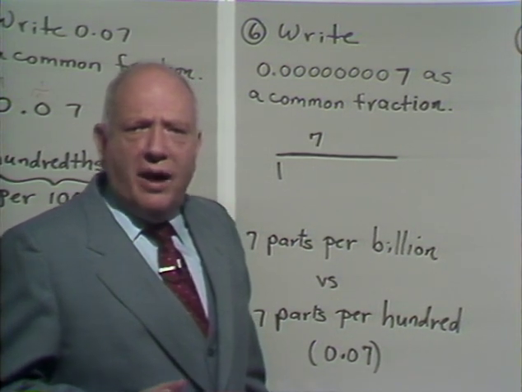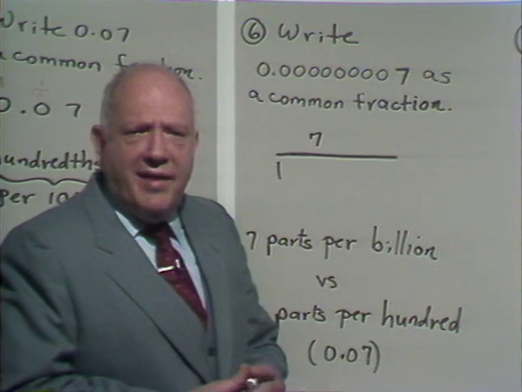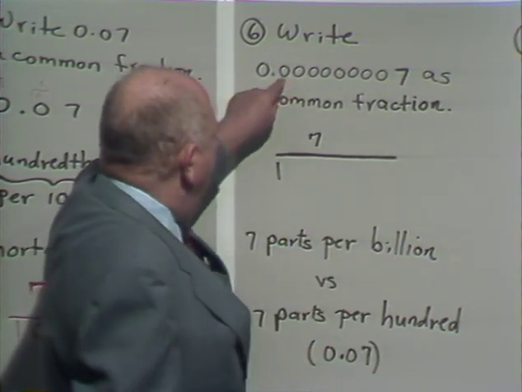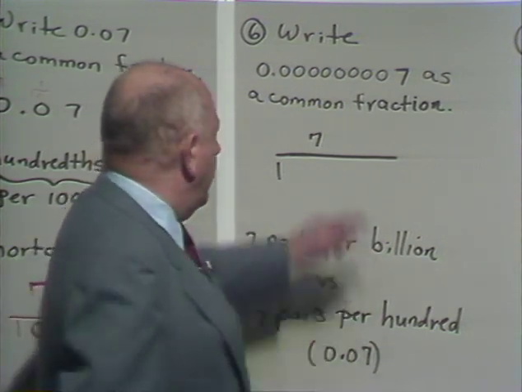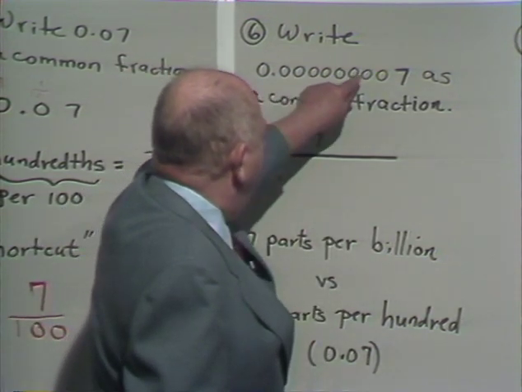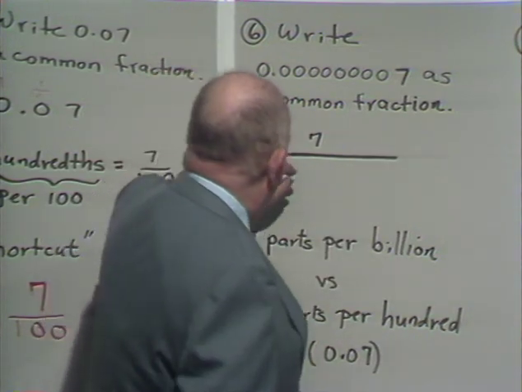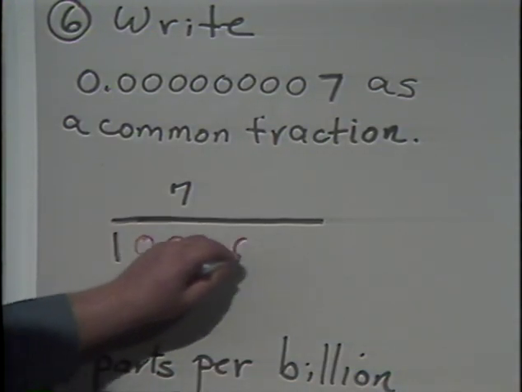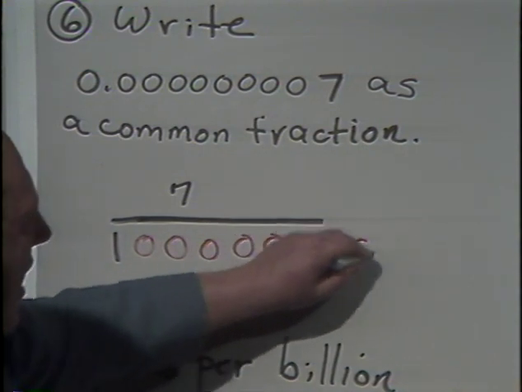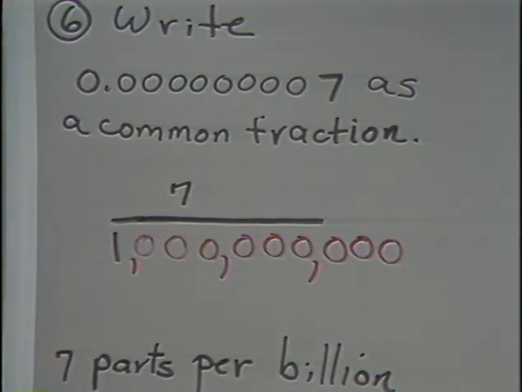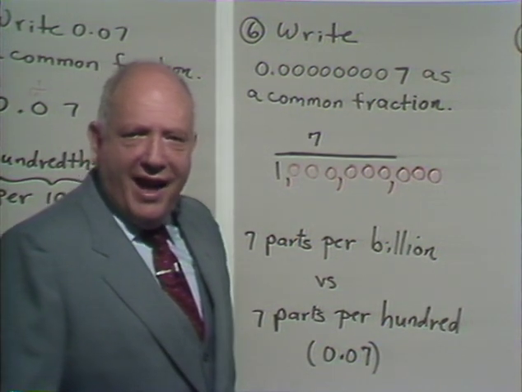So the answer would be what? 7 billionths. And this gets messy as the places become more and more, but watch what happens over here. How many digits are there to the right of the decimal point? 1, 2, 3, 4, 5, 6, 7, 8, 9. So I annex 9 zeros. 1, 2, 3, 4, 5, 6, 7, 8, 9. And lo and behold, I have my 7 billionths without even counting that hard.